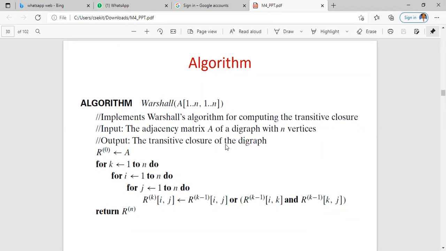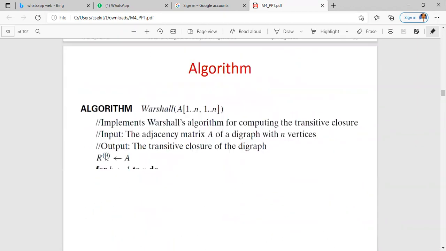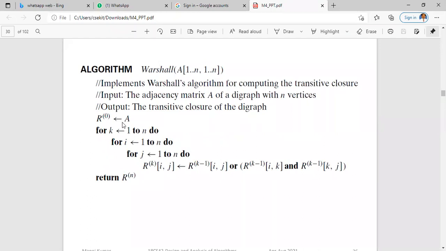Okay, how to find the transitive closure, that I have already told. So R of 0 is assigned to A. So the first element, first row, first column, the complete thing is being stored as R of 0. For K 1 to N, I 1 to N, J 1 to N, R of K of Ij is equal to R of K minus 1 Ij, or R of K minus 1 Ik and R of K minus 1 Kj.